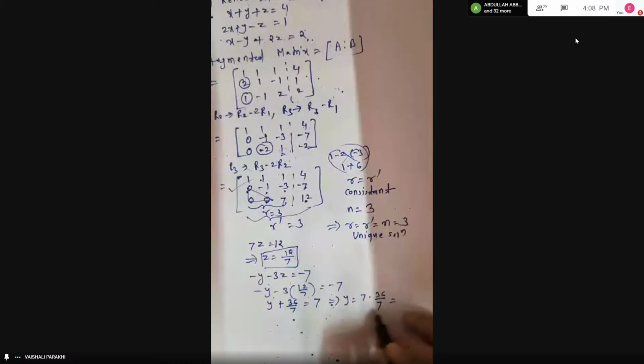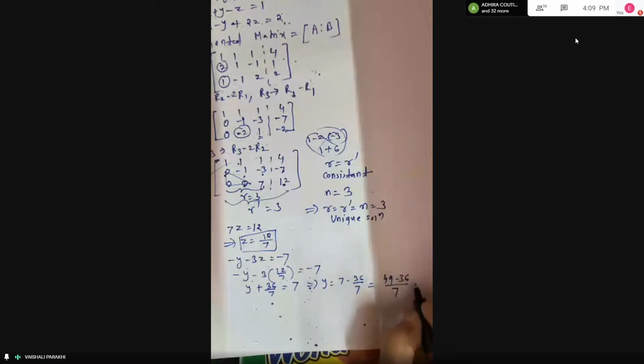So minus sign cancels throughout. So y plus 36 by 7 is equal to 7. So this implies y is equal to 7 minus 36 by 7. Correct? Simple calculation. It is 49 by 7 by cross multiplication, minus 36 by 7. 49 minus 36 by 7. So how much is it? Is it 13? 13 by 7. Okay. So in this way you got the value of y also.